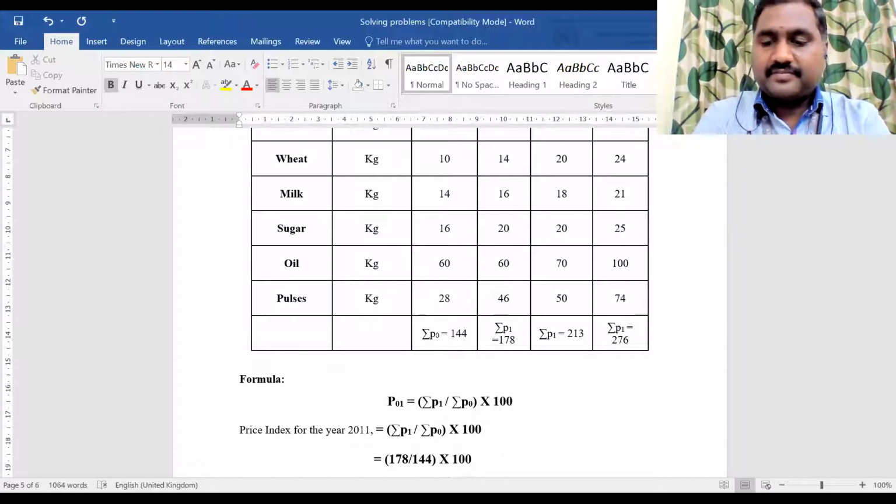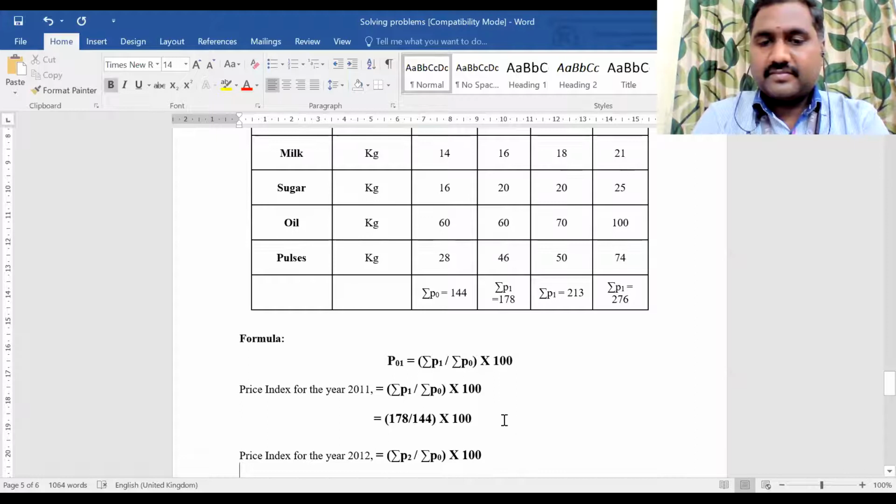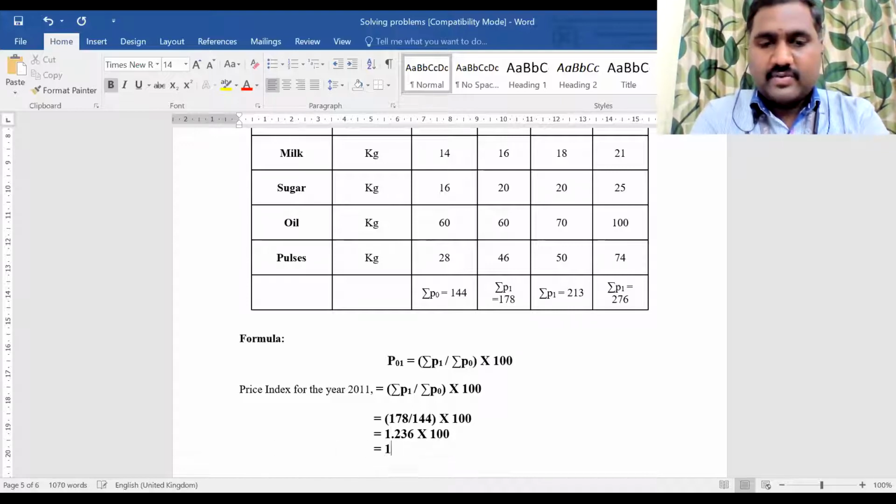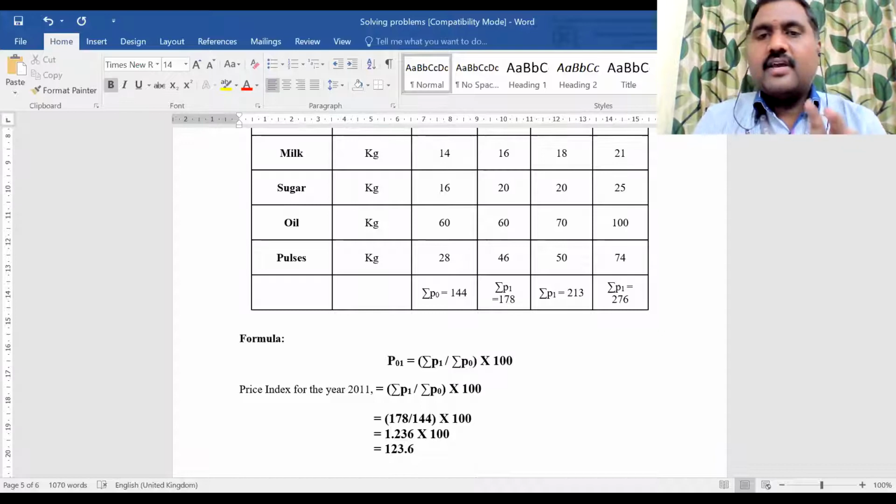What is the value you are getting? 123.611. Now, first tell me 178 divided by 144. 1.236. 1.236 into 100. So what will you get for the year 2011? 123.6. Okay, so this is the price index of the year 2011.